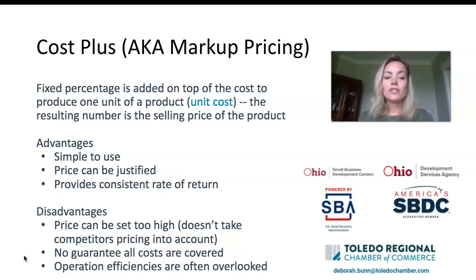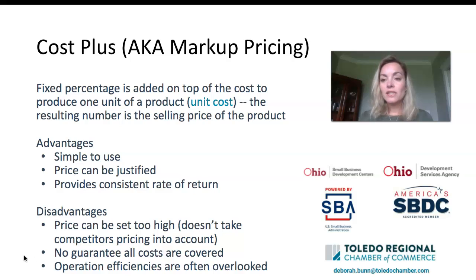Some of the disadvantages though, price can be set too high or even too low. So you're really not looking at competitors in this space or consumer demand. You're just saying, this is how much it costs me to produce something. There's no guarantee that you're getting all the cost either. Unless you have a very well developed system of capturing all your expenses, you may miss some on the end, and that results in lower profits for yourself.